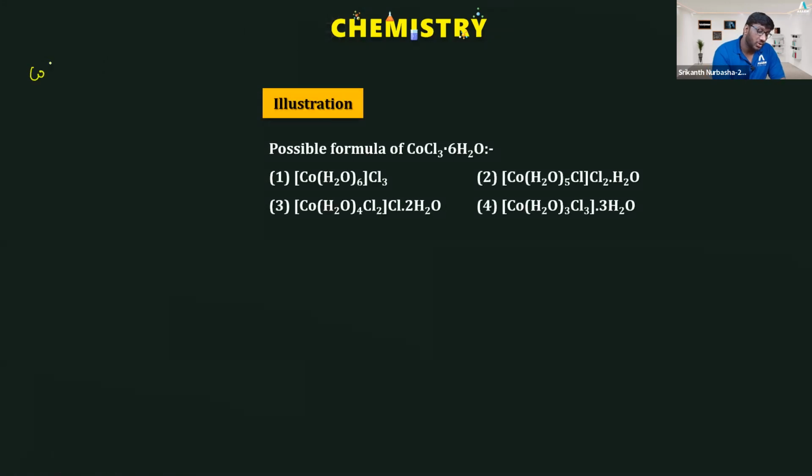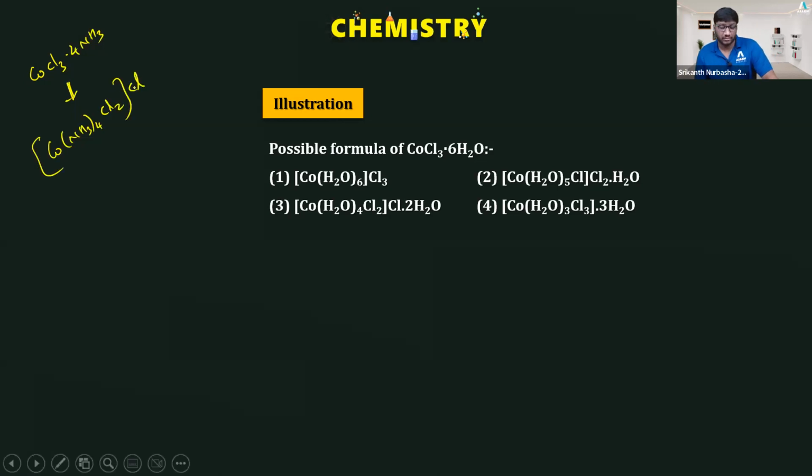Like I have given a complex to you like this, CoCl3.4NH3. How to explain this complex, students? How to write this formula? [Co(NH3)4Cl2]Cl. Yes or no?